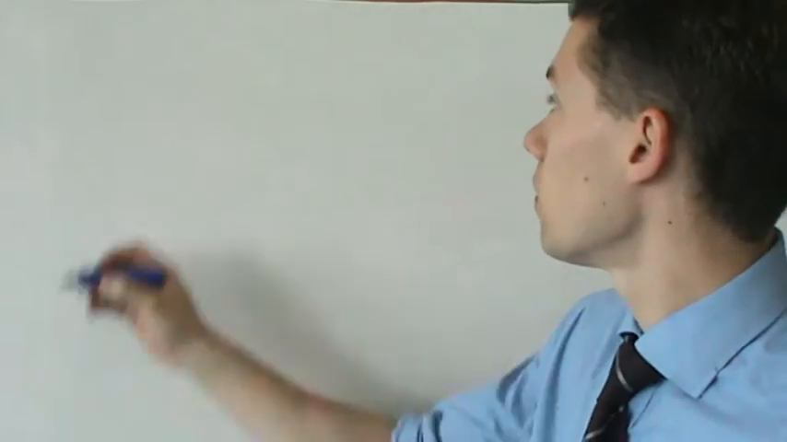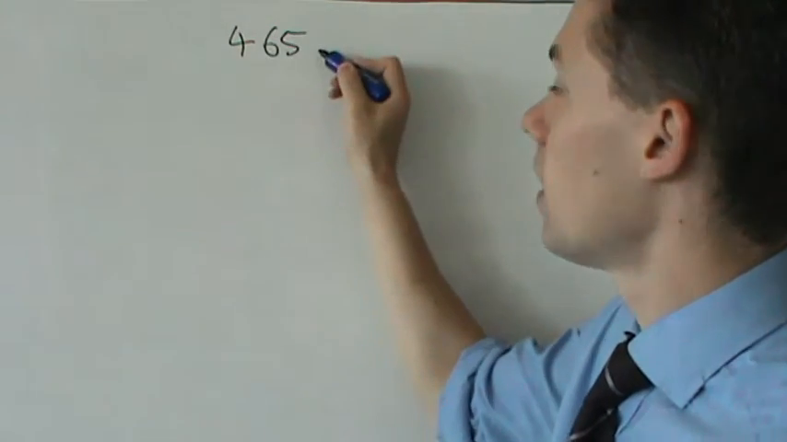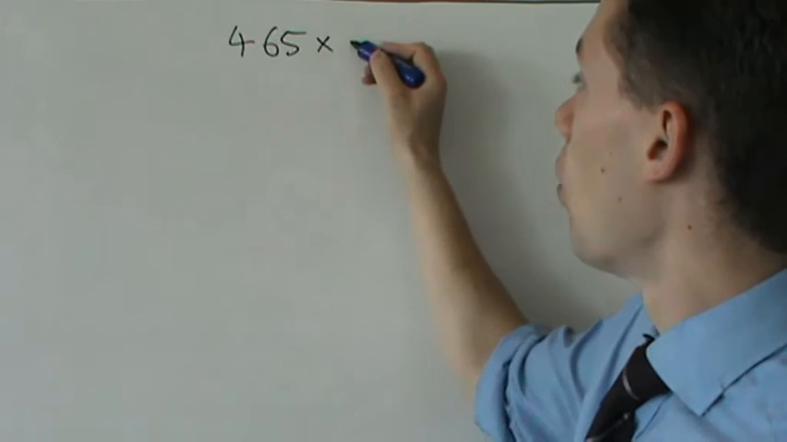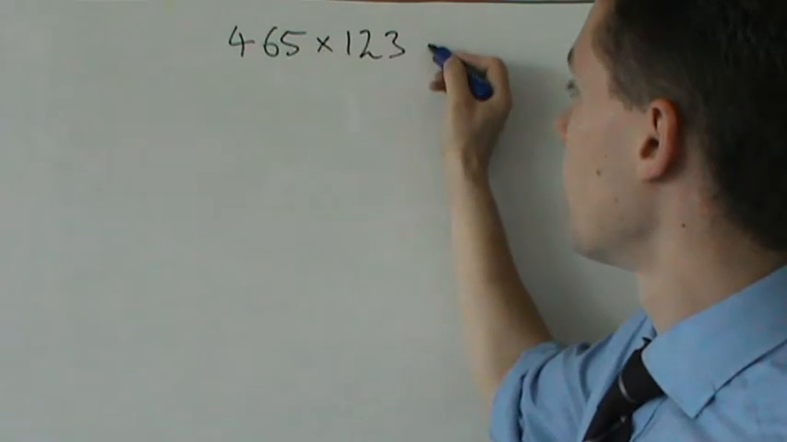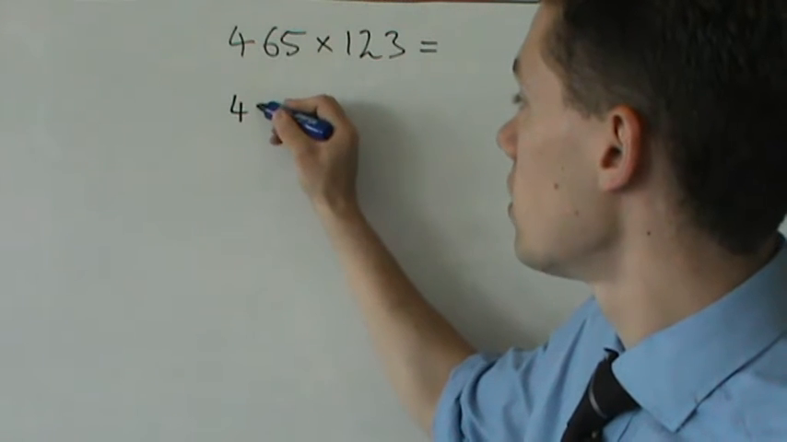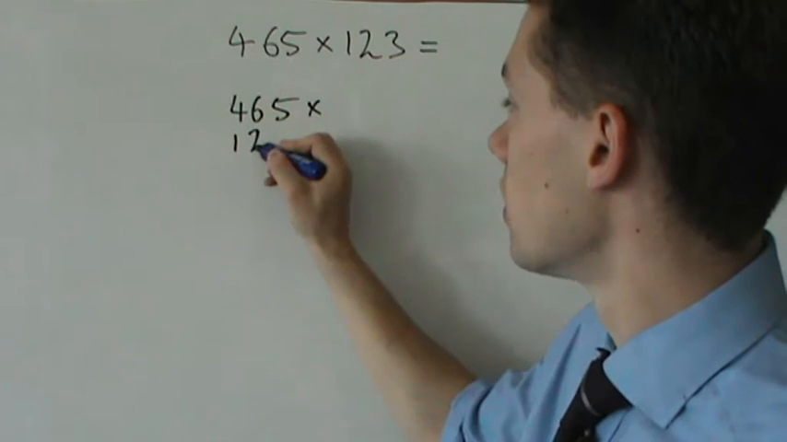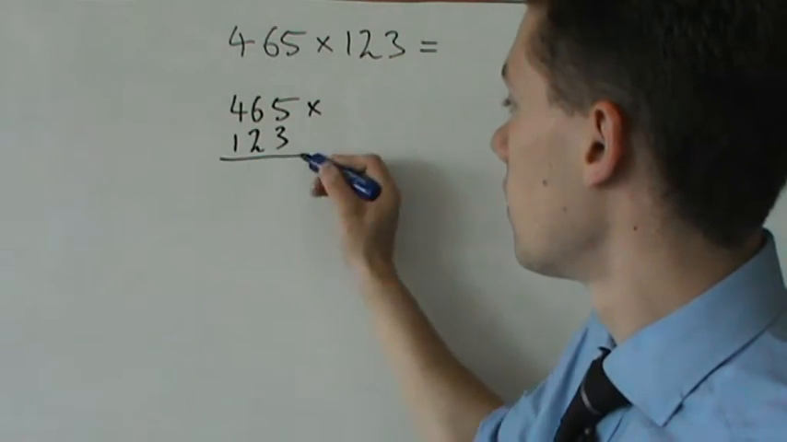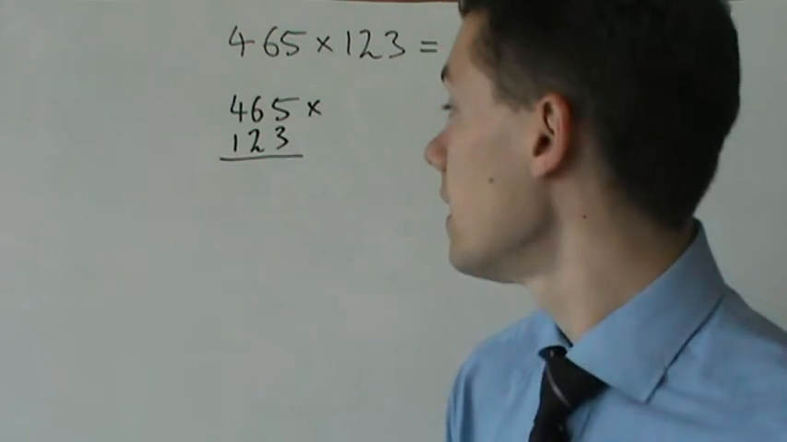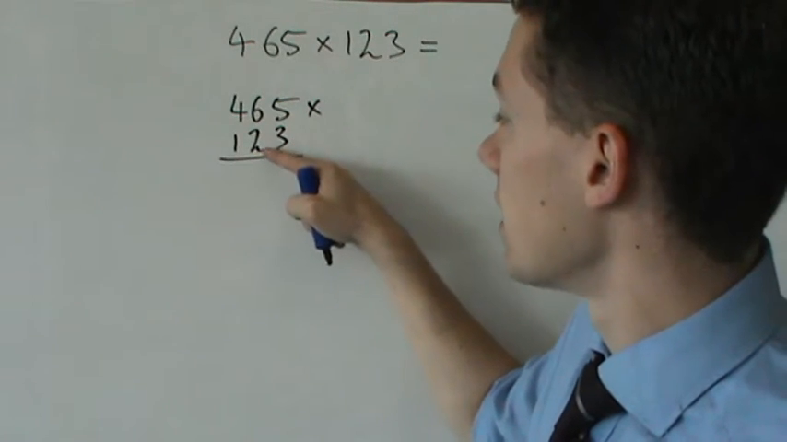Column multiplication, 3 digits by 3 digits. So for example, we could do 465 multiplied by 123. So again, we rewrite this as 465 multiplied by 123. Now we start by hiding on the second number the hundreds and tens.